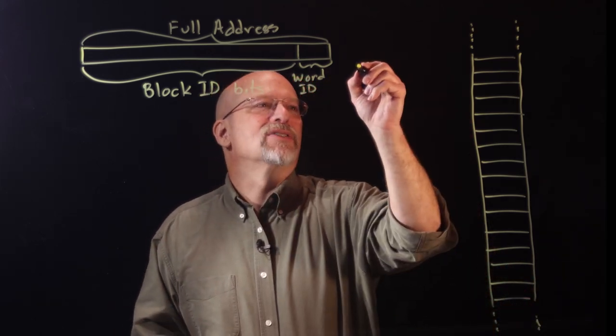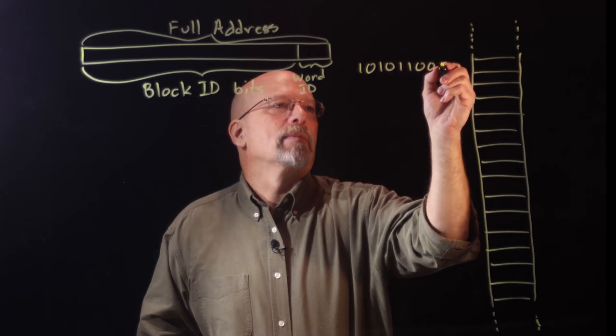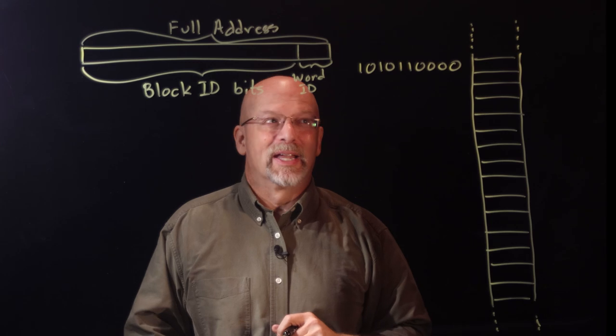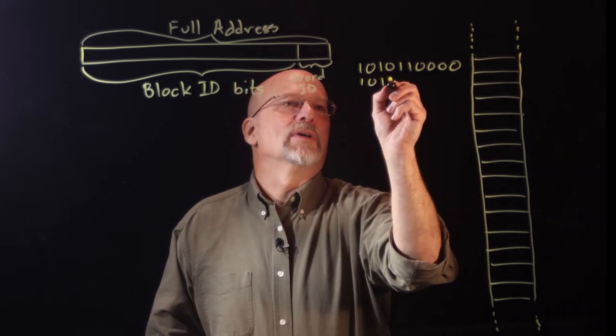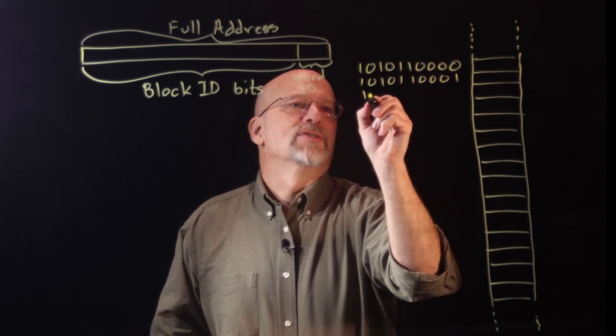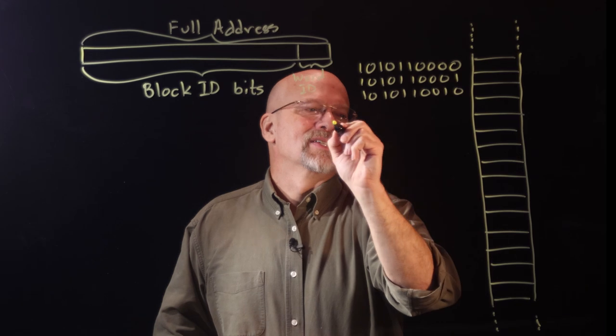And let's do, how about, so is that 10 bits? Looks like 10 bits to me. Okay, so that's the address right there. And then we've got 1010. And tell you what, why don't you all occupy yourselves while I finish drawing this list?